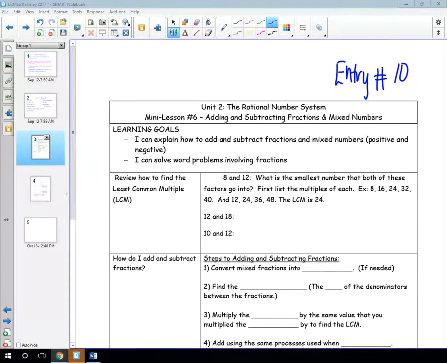So the first thing I want to do is take a moment to review something really important called the least common multiple. So take a second to think back, and does anyone remember how to find the least common multiple? Okay, the least common multiple is the smallest number that both factors go into. When you hear the word least, that means smallest. Common means both numbers have this in common, and multiple. So we're going to look at each of the numbers' multiples and find the one that they have in common.